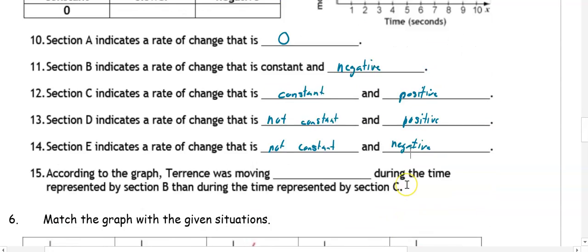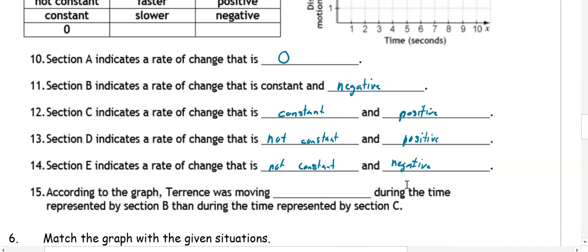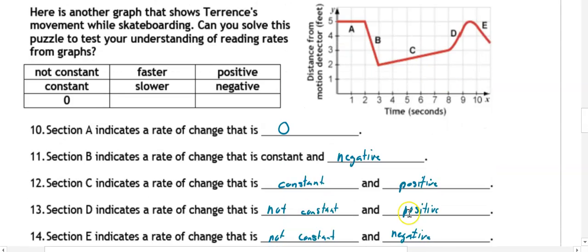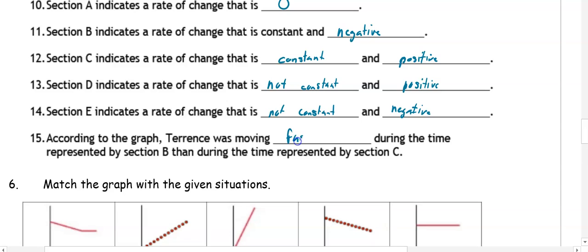According to the graph, Terrence is moving blank during the time in section B compared to C. So in B, our line is steeper, so he is moving faster in B compared to C.